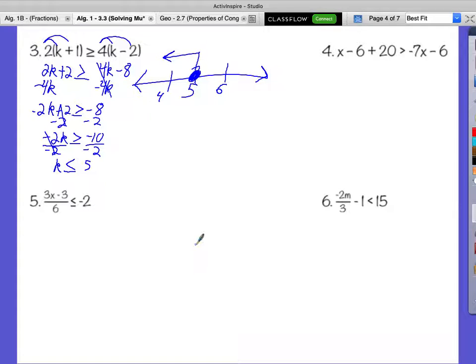I thought it was negative. It was negative 10 divided by negative 2, which is positive 5. Okay. Now we do our set notation. Our variable k, such that, and we put our inequality, k is less than or equal to 5.